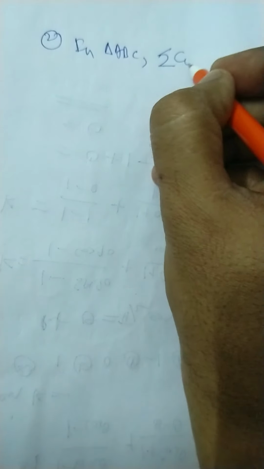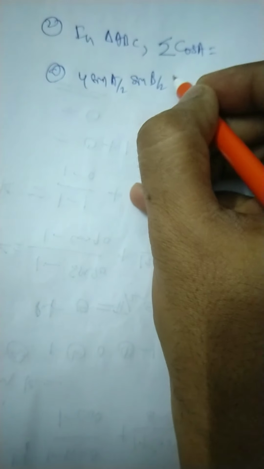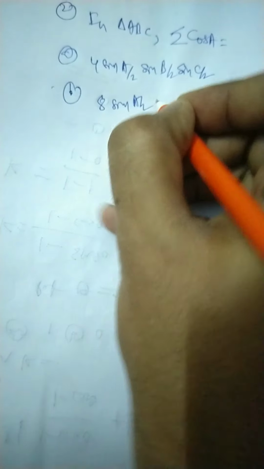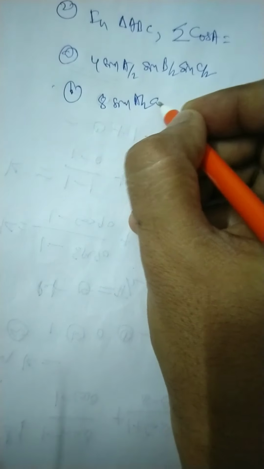Now we are going to discuss another problem. The second problem: in triangle ABC, sigma cos A is equal to, the options are: option A, 4 sin(A/2) sin(B/2) sin(C/2); option B, 8 sin(A/2) cos(B/2).